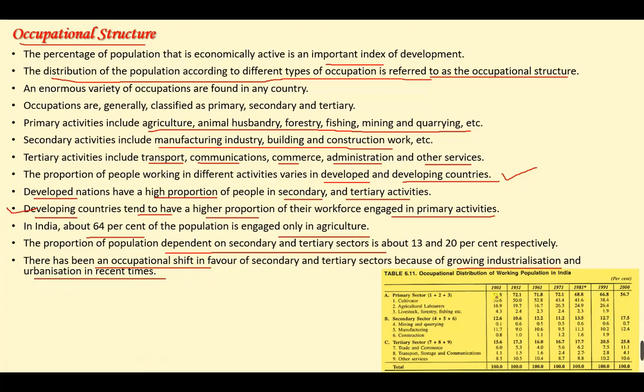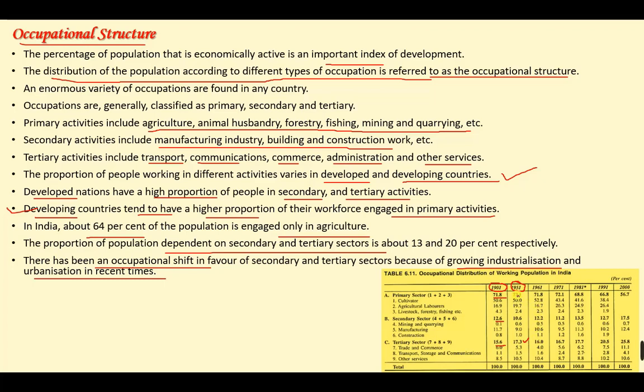See, the primary sector was at 71.8%, almost 72%, engaged in the primary sector. 12.6% in secondary, and 15.6% in tertiary sector activity. That is about 1901, before independence. And after independence, almost a similar condition you can see, 72.1, 10.1. A little increase is seen here. That's 17.3%.